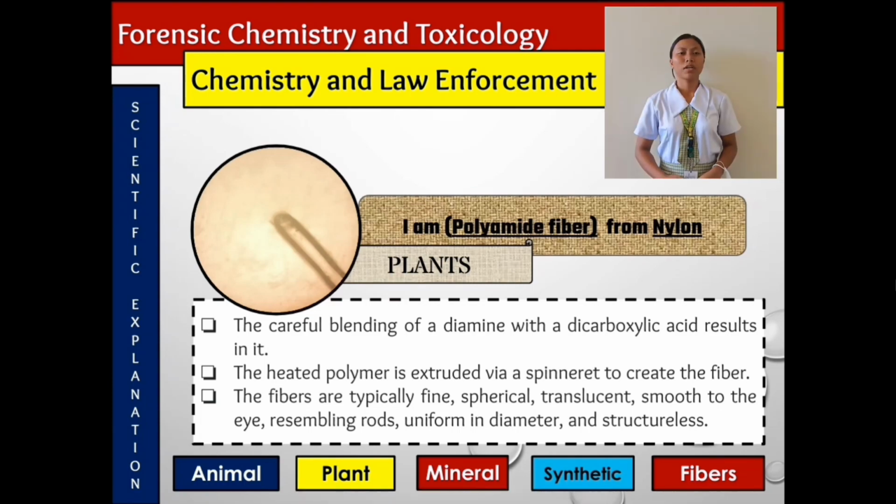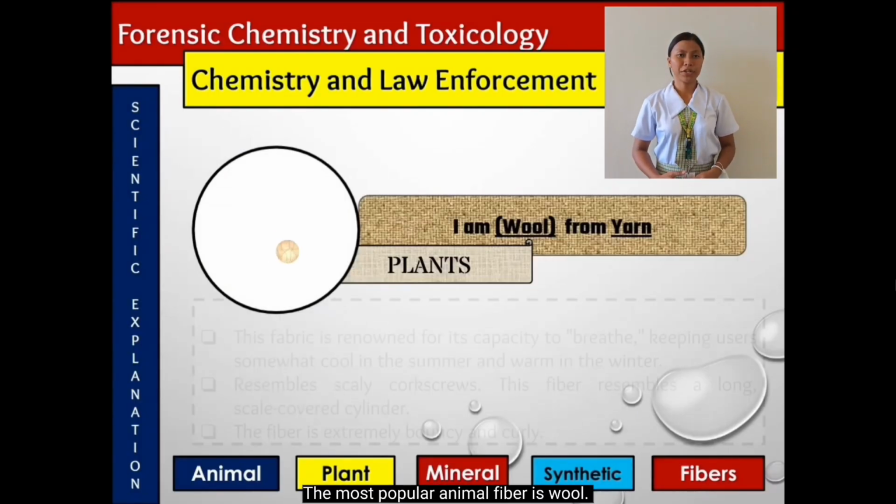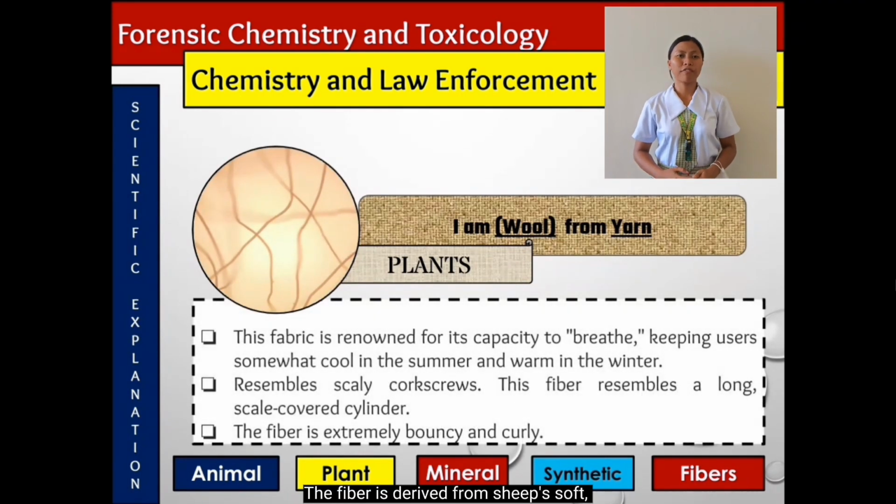The most popular animal fiber is wool. The fiber is derived from the sheep's soft, hairy coat and occasionally from goats. This fiber is renowned for its capacity to breathe, keeping users somewhat cool in the summer and warm in the winter. When viewed up close, it resembles scaly corkscrews. This fiber resembles a long, scale-covered cylinder. The fiber is extremely bouncy and curly.